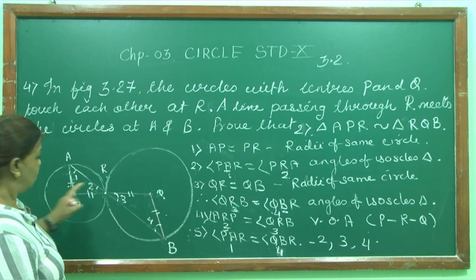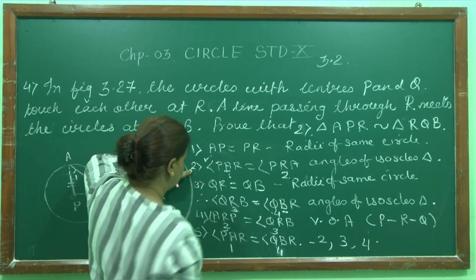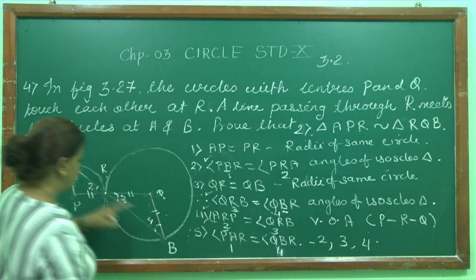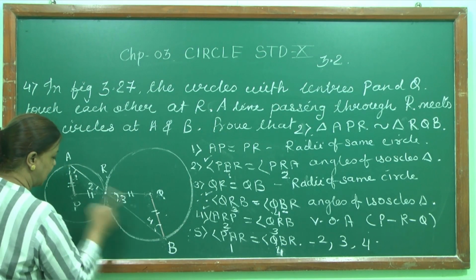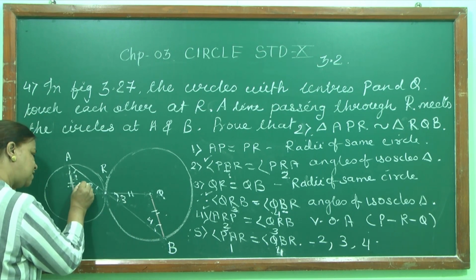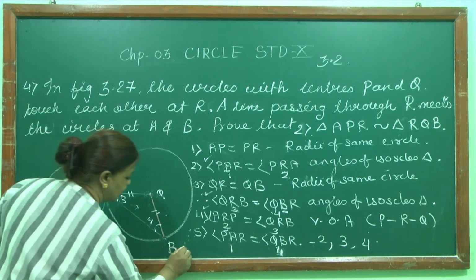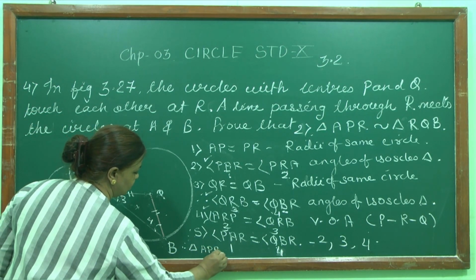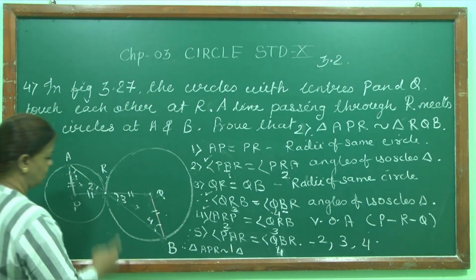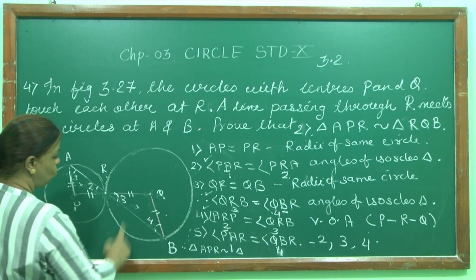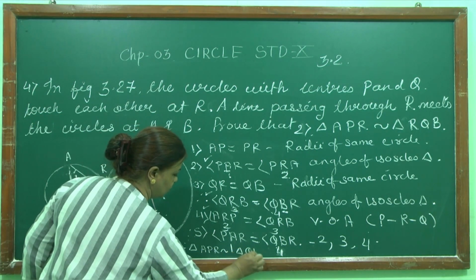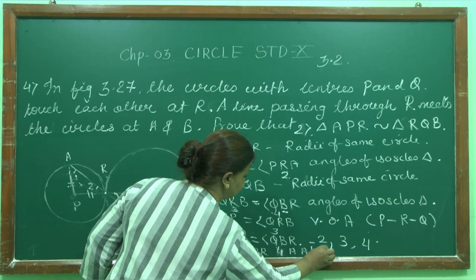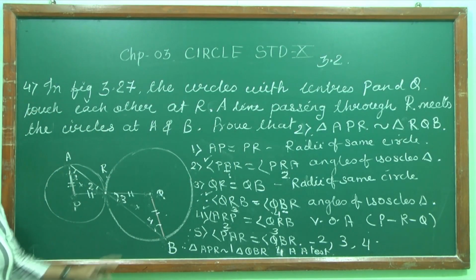QBR. So from the second point, the third point and the fourth point, we can say this angle is equal to this angle. See, this angle is equal to this angle is equal to this angle. Therefore, this triangle is similar to this triangle. So we can say triangle APR is similar to triangle QBR by angle test. See children, there shouldn't be any confusion in it.